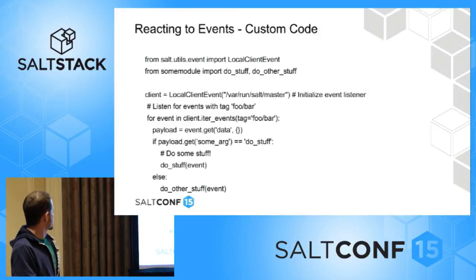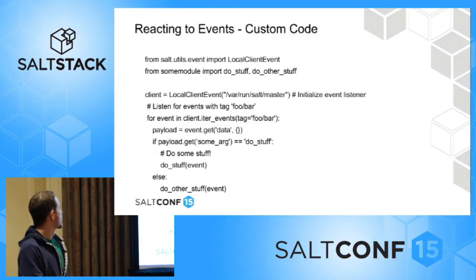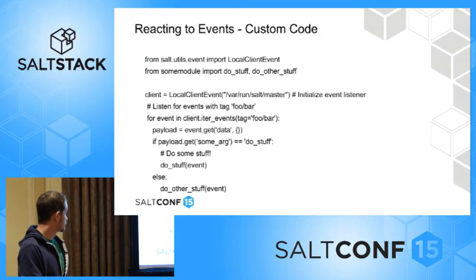Right, okay, so we got our listener, our client. We just have this little loop that's going to go through and iterate all the events, and I'm specifying that I only care about this particular tag, foo/bar. This is how you get the data out of it. It's just a dictionary. So we just use a standard Python get and get the data attribute of the dictionary.